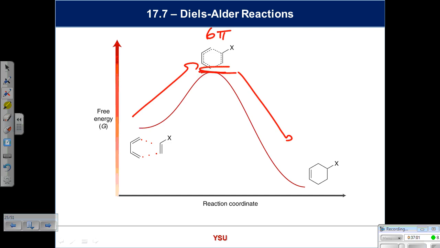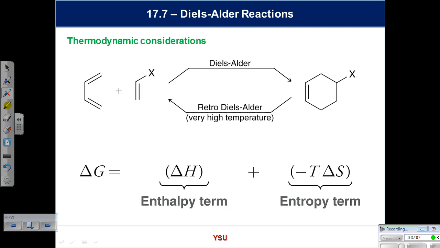Okay, 6 pi system here. Cyclical system, 6 pi electrons. This is going to be important when we get to benzene chemistry. Now, the argument here about how stable this thing is is really important. We've got to worry about thermodynamics, we've got to worry about the components of the delta G equation again, and we've got to worry about enthalpy versus entropy. What we're doing here is taking 2 acyclic pieces and bringing them together to make a cycle. So delta G is very important right now.